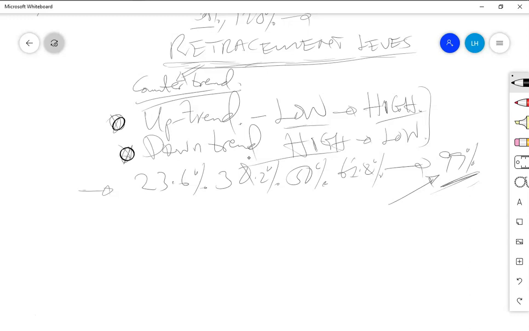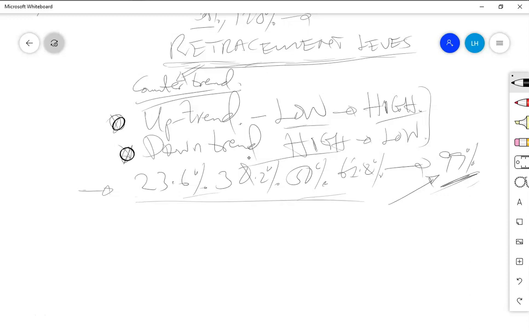So for those who are using the wave principle, they can incorporate information from Fibonacci. This will usually be in wave number 2. Those are some of the major retracement levels. So when the price retraces, we expect to see it around those areas.